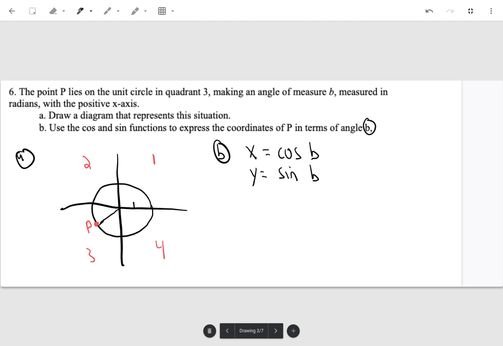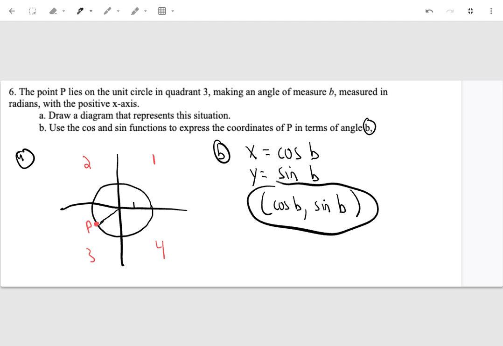So to express the coordinates of P in terms of angle B, my coordinates are going to be cosine B, comma, sine B. Your x value would be the cosine of whatever the angle is. The y value would be the sine of whatever the angle is. And because we don't know the exact value of the angle, this is the best we can do. So this right here is your answer to part B of number 6.